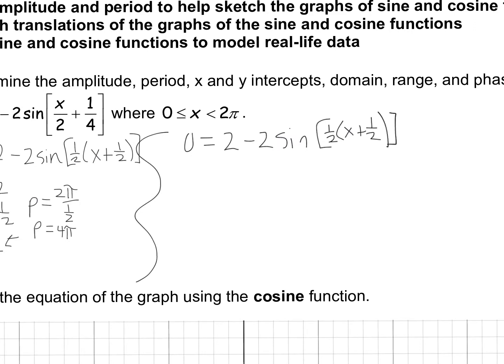Okay, now to solve, we want to get this whole term by itself as our variable x is within this term. So if we get that by itself, we'd subtract 2, so that'd give us a -2, and then we have to divide by that. Just think about this as a multi-step equation. So subtract 2 divided by -2 would give us a 1 equals sine of 1/2 x plus 1/2.